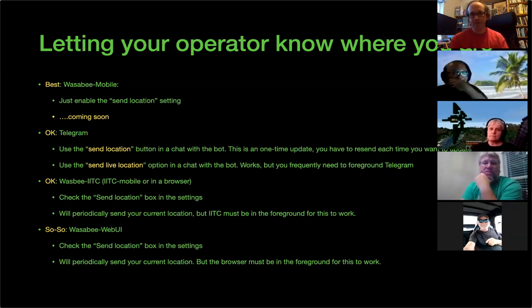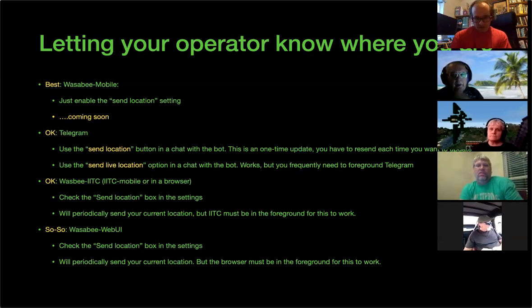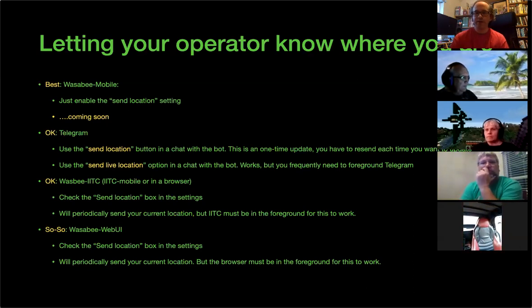Another option is to use Wasabee IITC on mobile. It pushes periodically, but only if IITC is foregrounded. So same thing as Telegram. You've got to check the settings box and then keep IITC coming to the front once in a while. And then the Wasabee WebUI will do periodic updates as well of your location data, but you've got to keep bringing it to the foreground. So until we get mobile working with background support, you're going to have to bring something to the foreground.